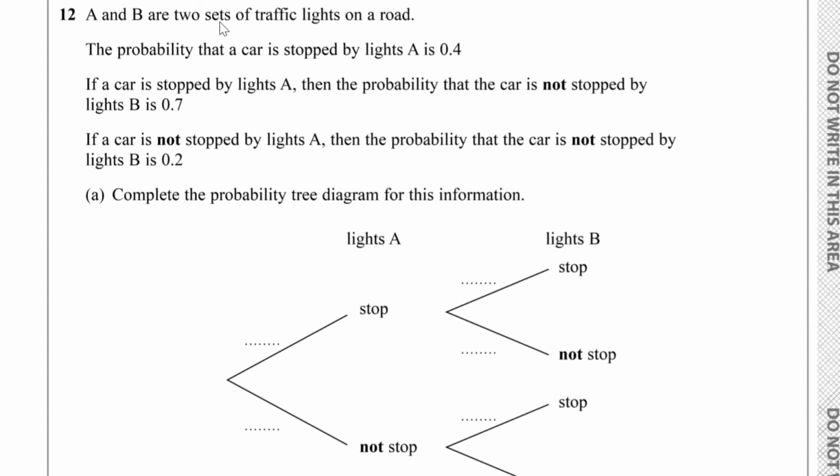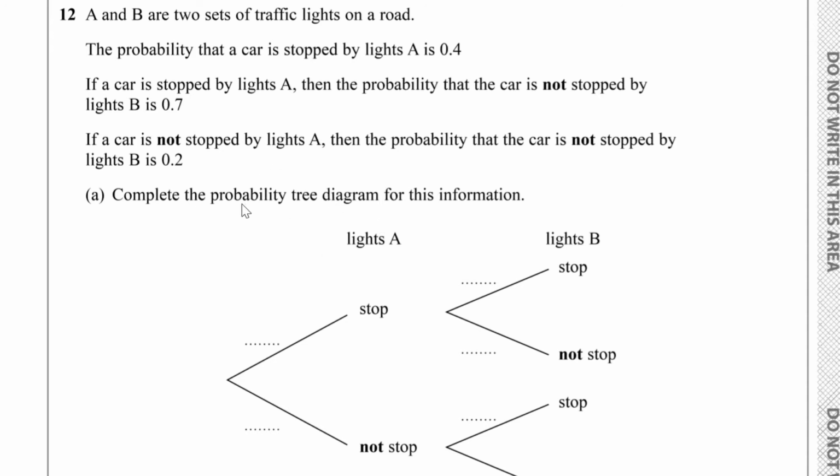Question 12. A and B are two sets of traffic lights on a road. The probability that a car is stopped by lights A is 0.4. If a car is stopped by lights A, then the probability that the car is not stopped by lights B is 0.7. If a car is not stopped by lights A, then the probability that the car is not stopped by lights B is 0.2. We have to complete the probability tree diagram for this information.